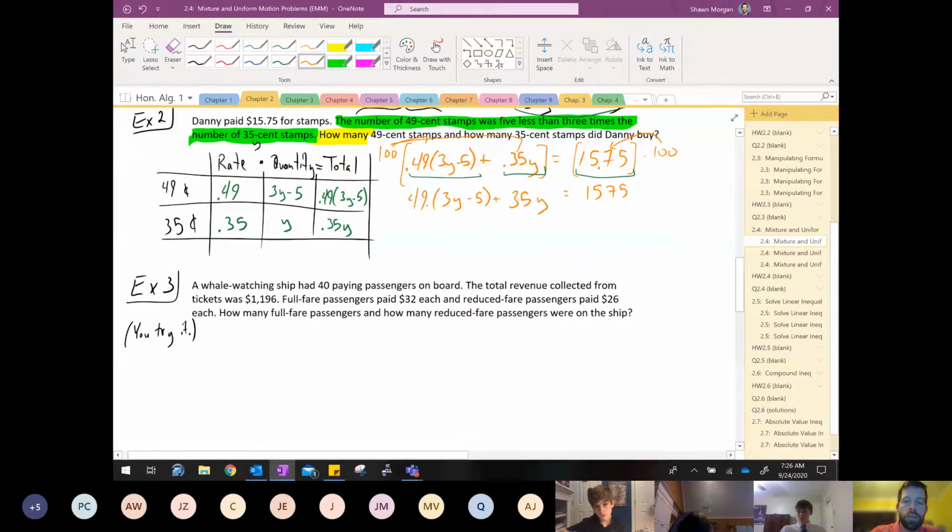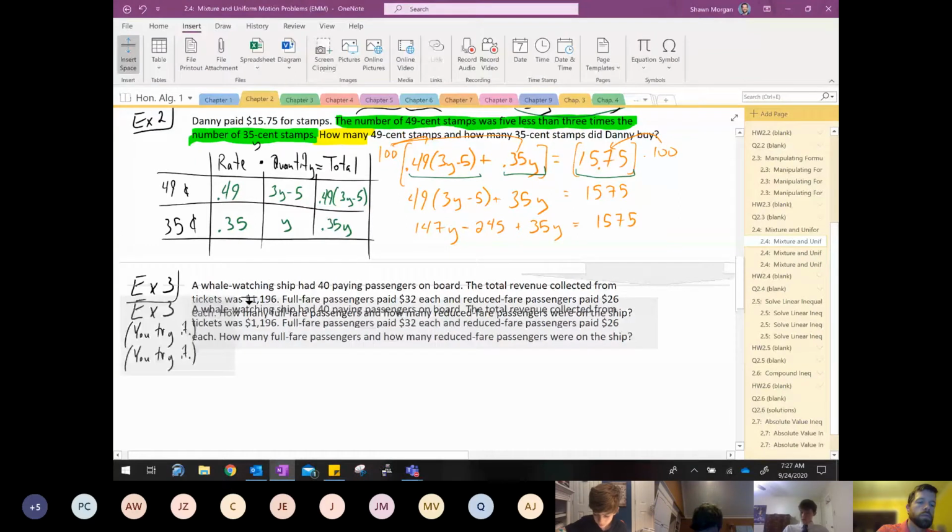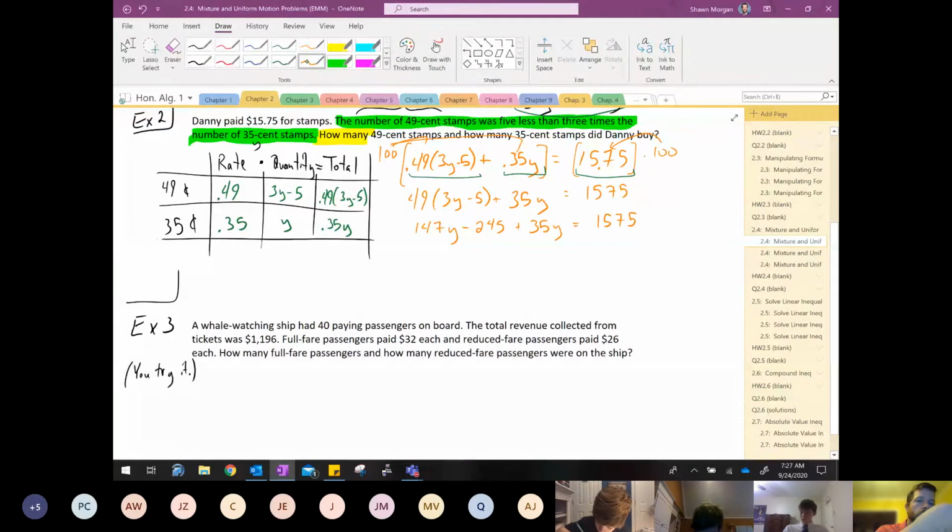49 distributes times 3 to give us 147. And then 49 times 5 will be 245. Y'all double check my arithmetic on that, please. 35y, 1575. So the arithmetic look all right to you guys? Give me a thumbs up or give me a head shake, something. Okay, good, Chuck. Thank you.